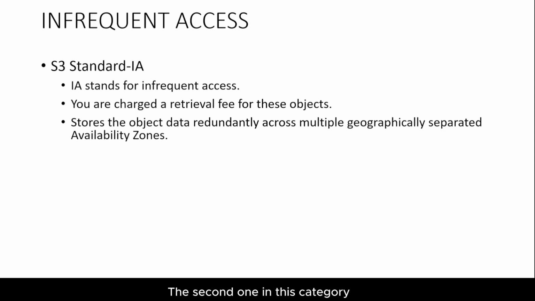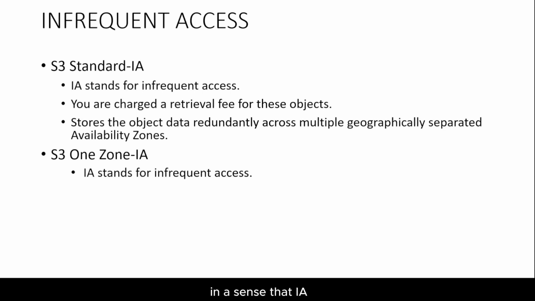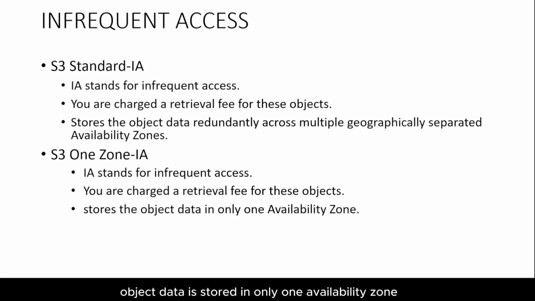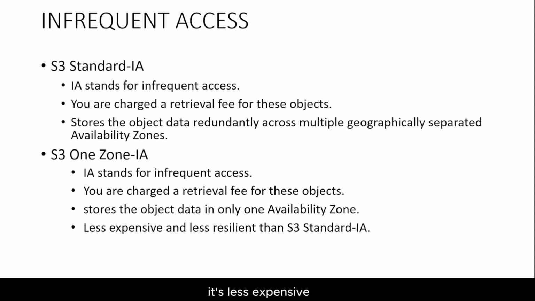The second one in this category is the S3 One Zone-IA. This is similar to the S3 Standard-IA in the sense that the IA still means infrequent access. You are also charged a retrieval fee for this object. The difference is that object data is stored in only one availability zone. Because of this, it is less expensive and less resilient than the S3 Standard-IA.